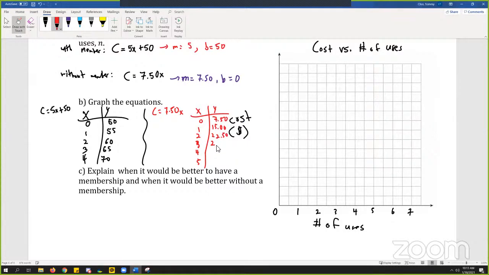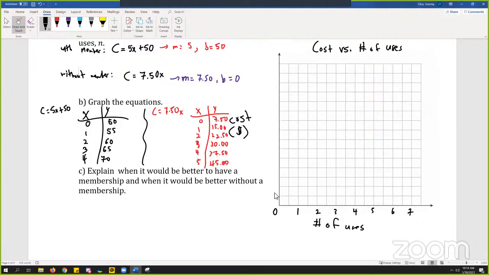For 3, it's 20. No. For 3, it's 22.50. Then $30 here, and then $37.50, and then we get $45 here. You'll notice we're not going to get to our point of intersection yet. Let's just try graphing it for now.